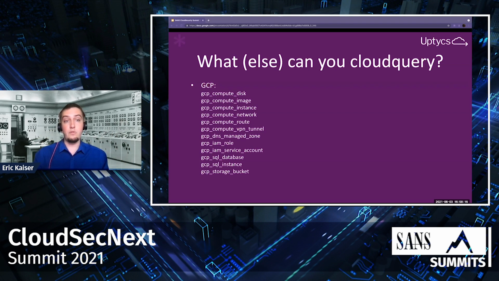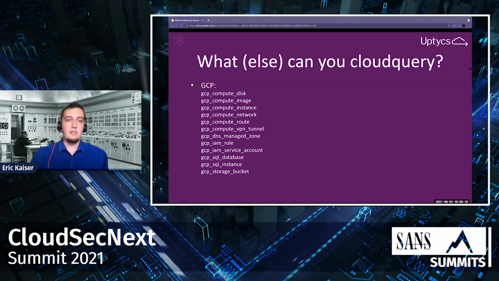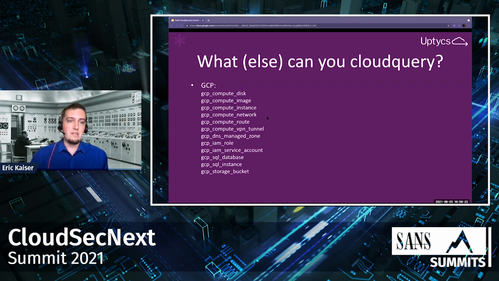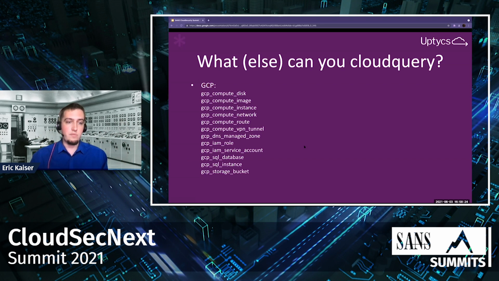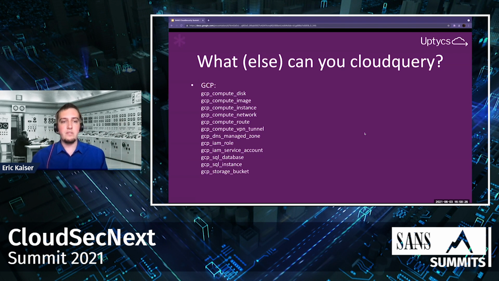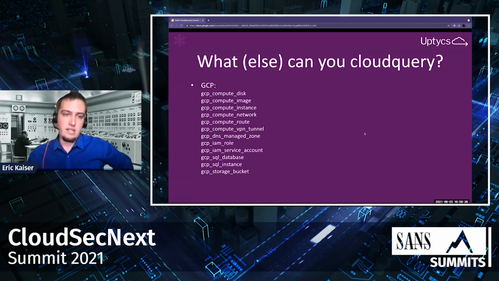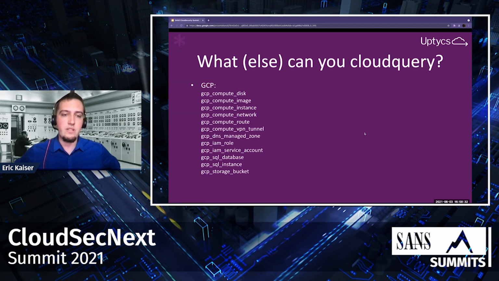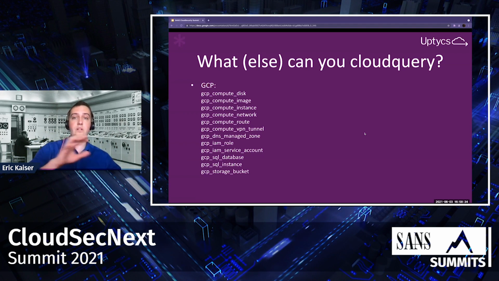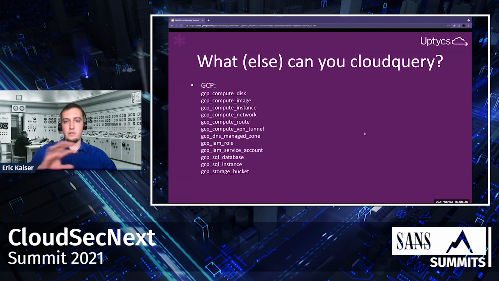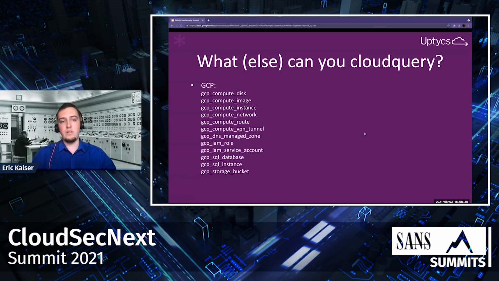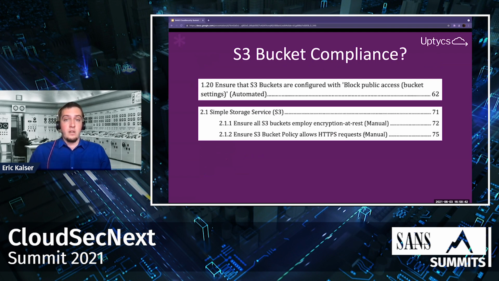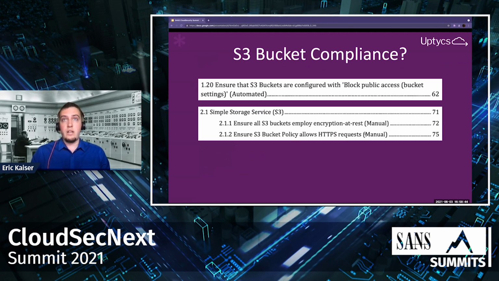You can CloudQuery GCP, the compute disk, the compute image, the instance, the network, the storage bucket, similar to AWS S3. So you do need to write specific queries for the tables, but the data that comes back has very similar columns and rows, right? So you can look at similar information across multiple clouds.